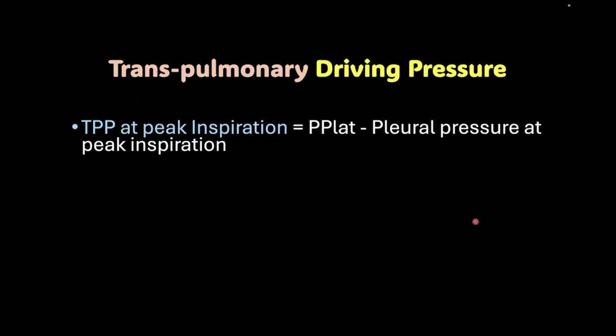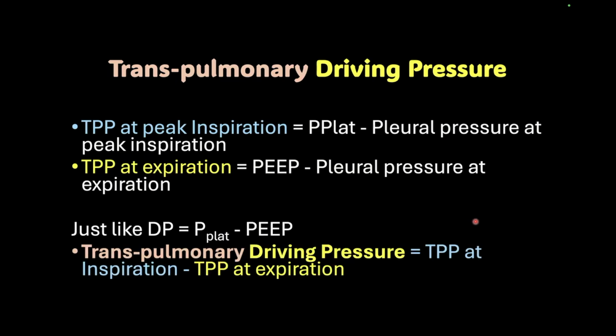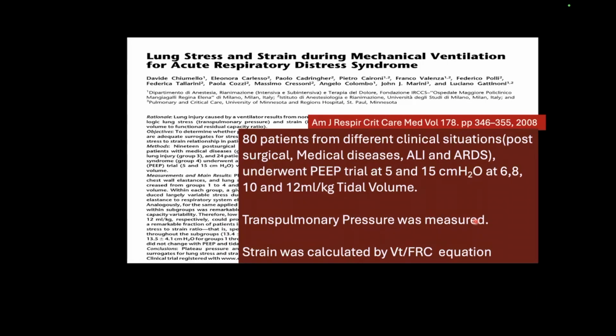Transpulmonary driving pressure means you first calculate transpulmonary pressure at peak inspiration, taking the difference between P plat, which is displayed on the ventilator screen, minus the pleural pressure at peak inspiration. Then transpulmonary pressure at expiration: you take the positive end-expiratory pressure displayed on the ventilator screen minus the pleural pressure at the end of expiration. And then, just like driving pressure, which is P plat minus PEEP, you have a transpulmonary driving pressure, that is transpulmonary pressure at inspiration minus transpulmonary pressure at expiration.